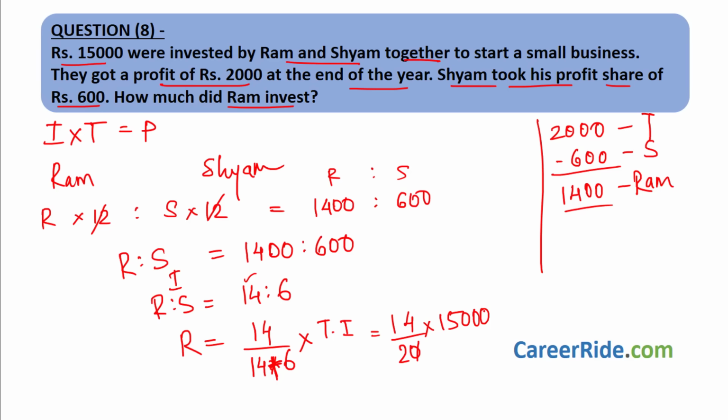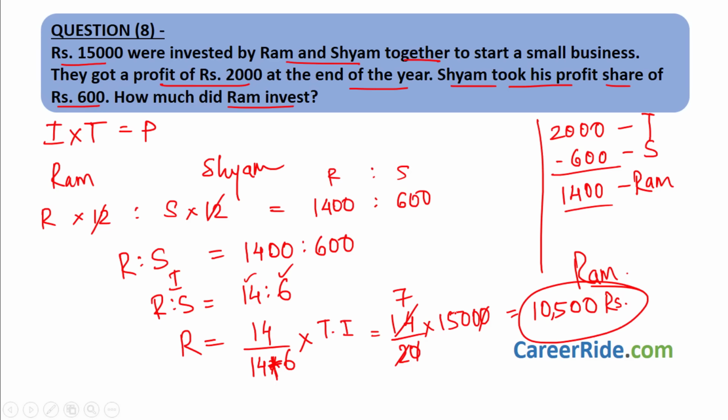So what do we get? We get this. This is 7. That would be 15 into 7. That is 10. 15 5s are 75, 15 6s are 90, 15 7s are 105 and 0. So 10,500 rupees was invested by Ram. If they ask you how much did Shyam invest, then you can calculate it by 15,000 minus 10,500, or you can simply take this ratio, 6 upon 14 plus 6, multiplied by total investment of 15,000.